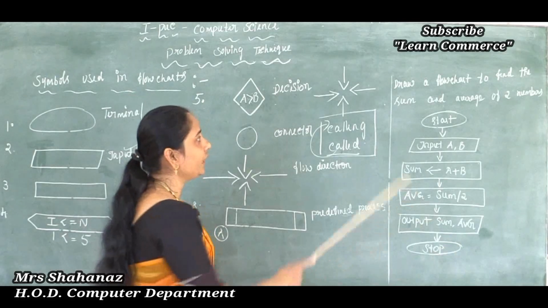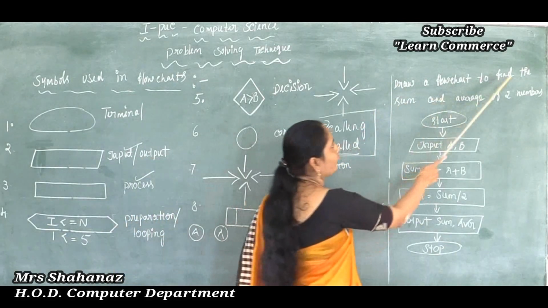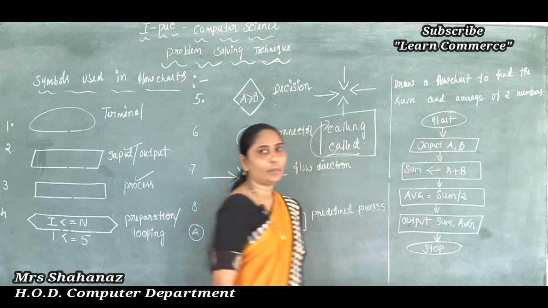So the question is to draw a flow chart to find the sum and average of two numbers.